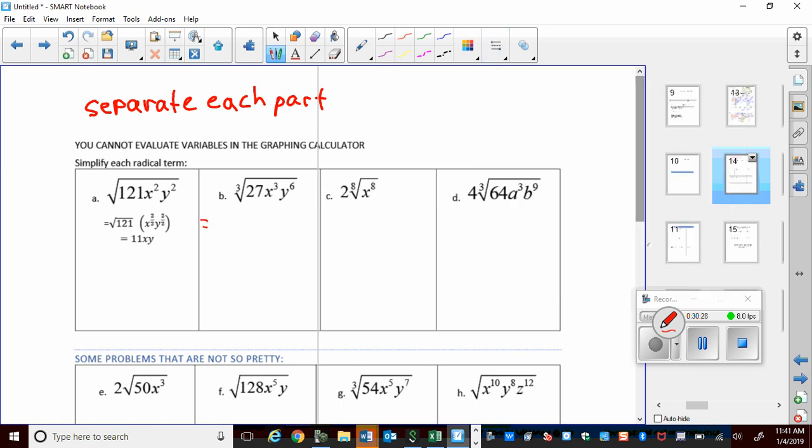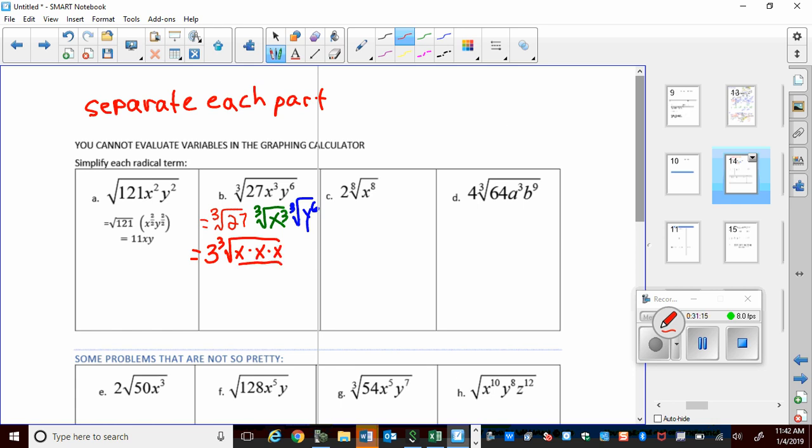So I have this equals the cube root of 27 times the cube root of x cubed times the cube root of y to the 6th. Now, the cube root of 27 is not 9, it's 3. You can use your graphing calculator for that. On the other hand, the cube root of x cubed, that's like saying the cube root of x times x times x.